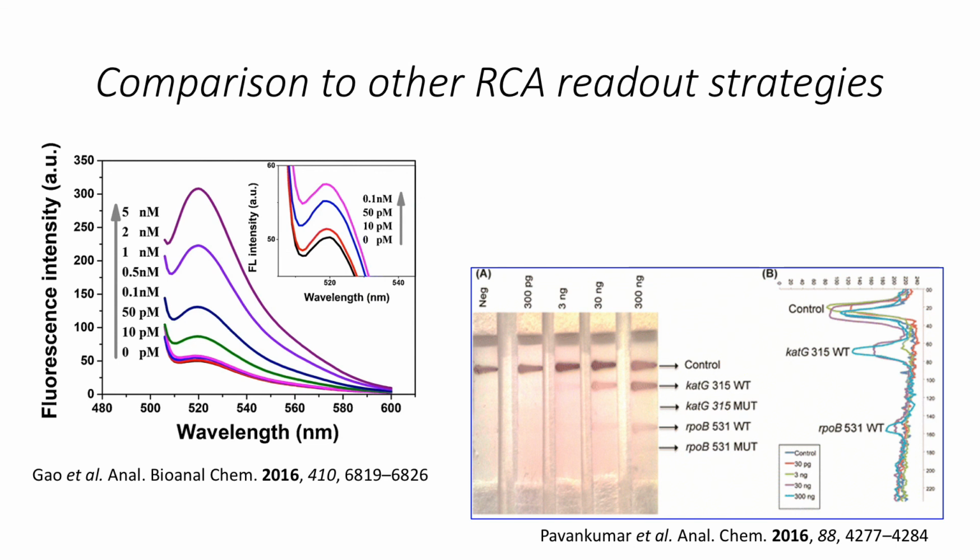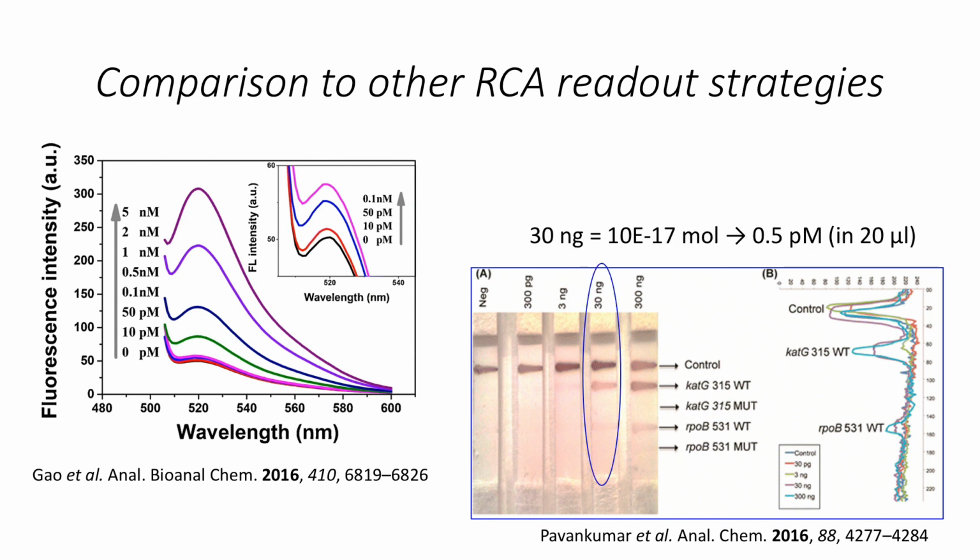And the limit of detection, well, in this case, fluorescence-based detection was, say, around 10 picomolar. And in the case of Pawan Kumar et al., paper-based detection, they detected it in nanograms, but I converted it and it resulted in about 0.5 picomolar in the 20 microliter samples that they used. So, all in all, our strategies, 2 and 5 picomolar, are perfectly in between these values.